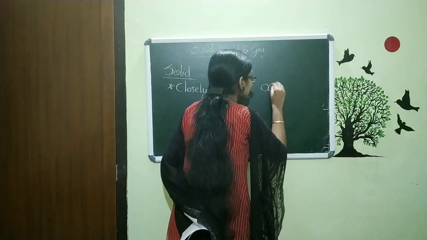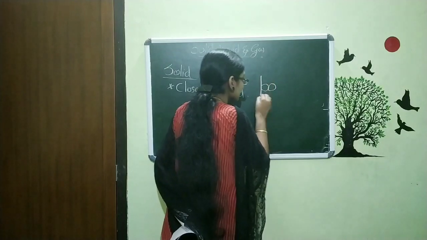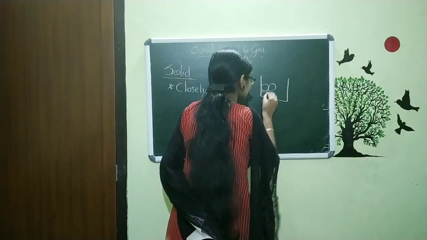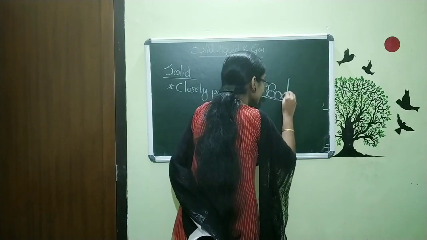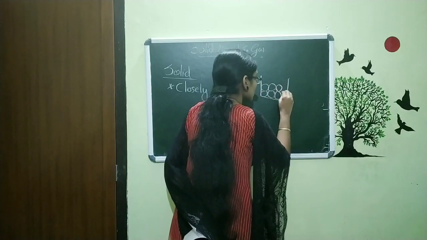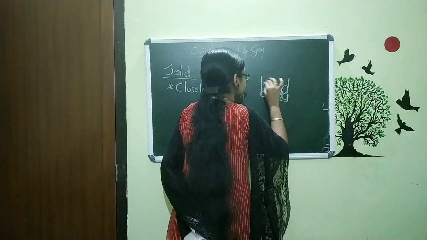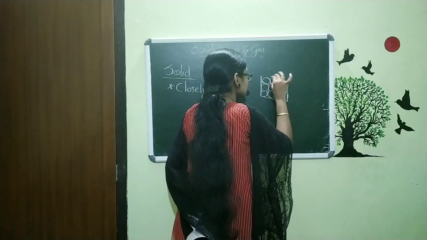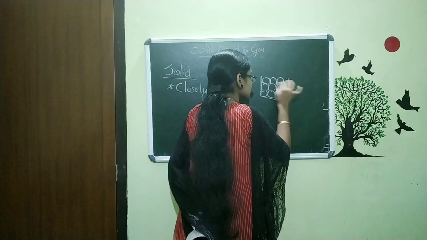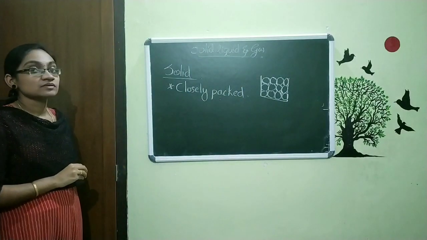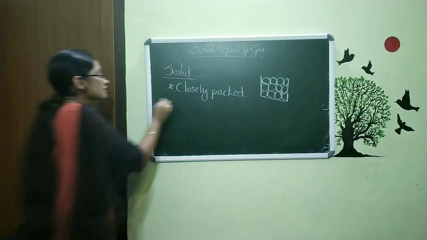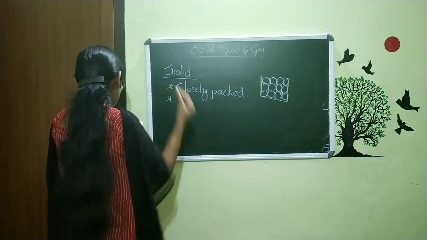When we consider the molecules within a cube, it is like this. They are very close to each other. That is the meaning of closely packed. So, this is what closely packed means. That is the first point about the solid.